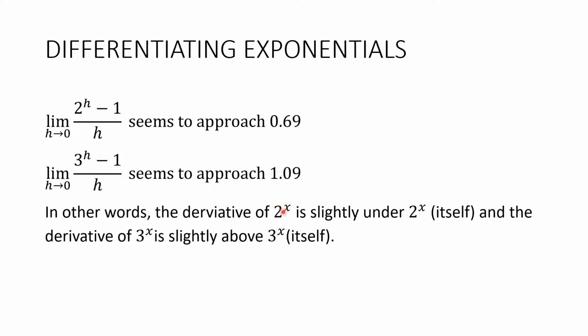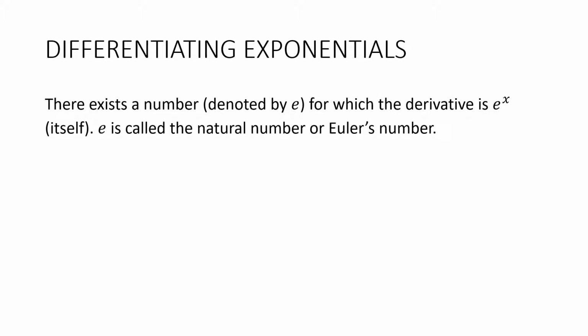So we would assume that somewhere between 2 and 3 there exists a function, or one of these exponentials, where the derivative is itself. And there is. There exists a number denoted by e, for which the derivative is e to the x itself. E is called the natural number, or Euler's number. And you could check this out on a calculator, put in a really small value for h, and you'll see that it starts to approach 1. So 1 multiplied by e to the x is e to the x.